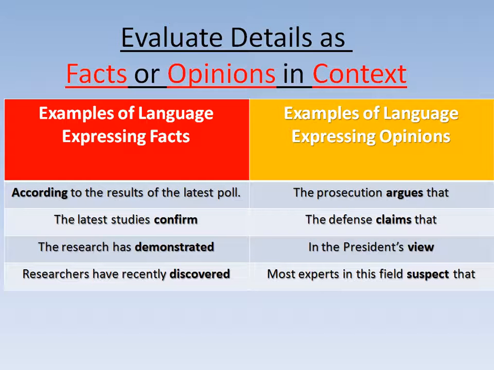Reading critically and thinking critically is noting the use of fact and opinion in the context of a paragraph or a passage, the author and the type of source in which the passage is printed. Let's look at this chart. To the left column, you have examples of language expressing facts. These are some common phrases that you would see in language that expresses facts, and it refers to factual sources.